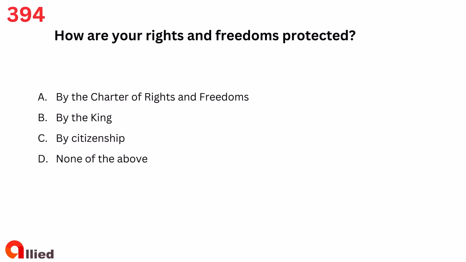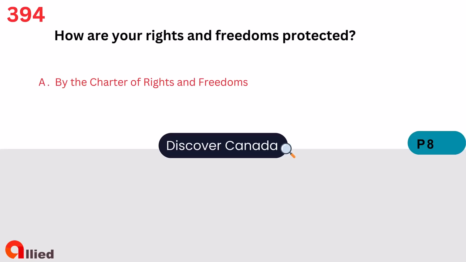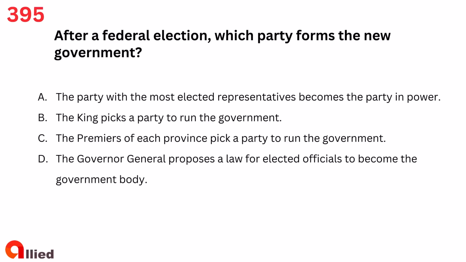Question 394. How are your rights and freedoms protected? A. By the Charter of Rights and Freedoms. B. By the King. C. By citizenship. D. None of the above. The answer is A. By the Charter of Rights and Freedoms. Question 395. After a federal election, which party forms the new government?